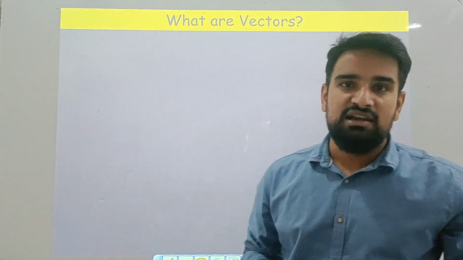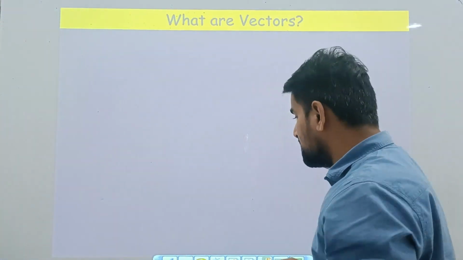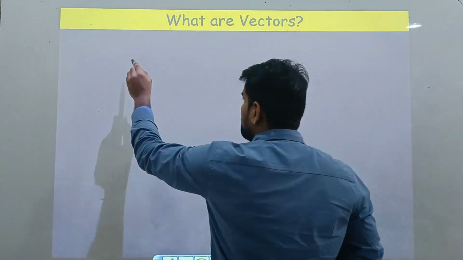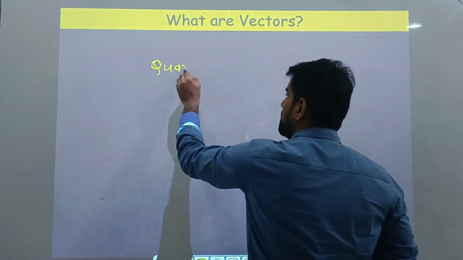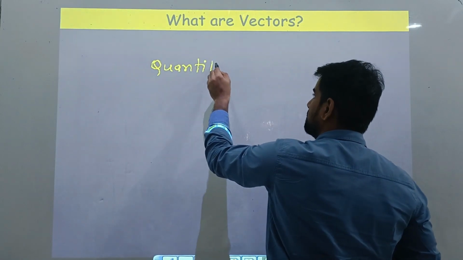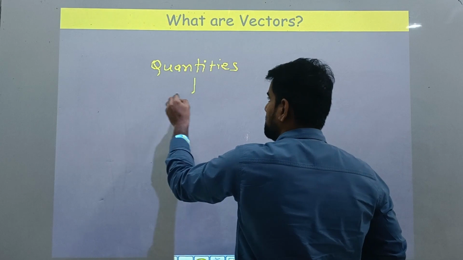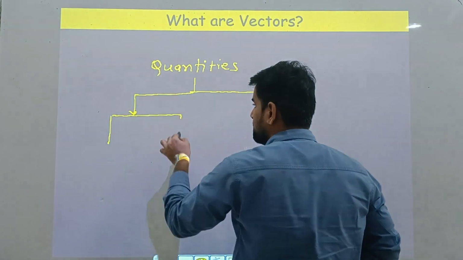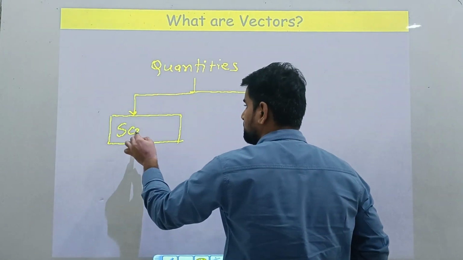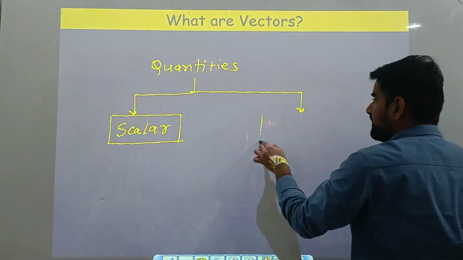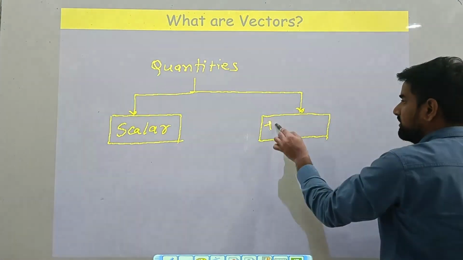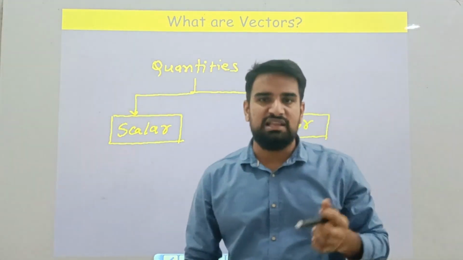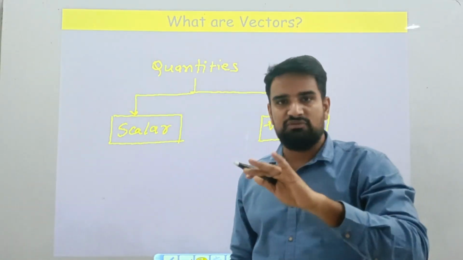As we discussed earlier, there are two types of quantities. If I make a flow chart, we can clearly see that one type is known as a scalar quantity, and the second is known as a vector quantity. Many kinds of quantities exist in nature. Some of them are physical, some of them are non-physical.